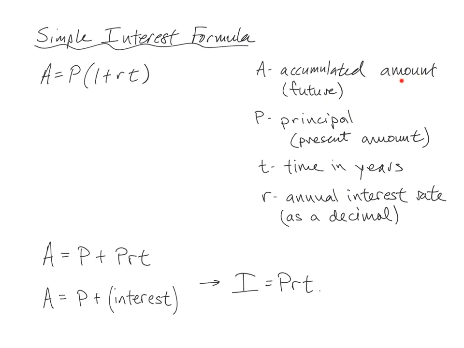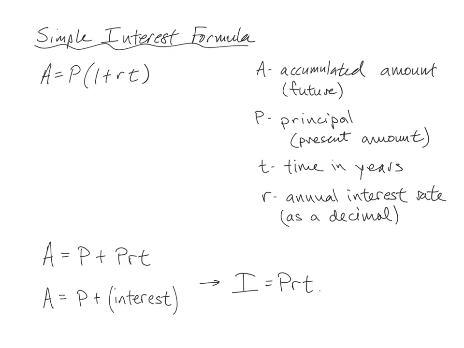Well, A is the accumulated amount, or we can say the future amount. P is what we would call the principal, or the amount right now, the present amount. T is time in years, so you would see why we would need to know how to convert different time lengths into years. R is an annual interest rate as a decimal. So again, changing percents into decimals and back. Important ideas here. So, what is going on? What does all of this mean? Well, again, how much we're starting with right now is P, our original amount.